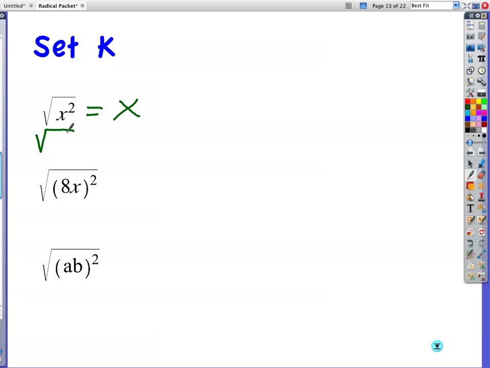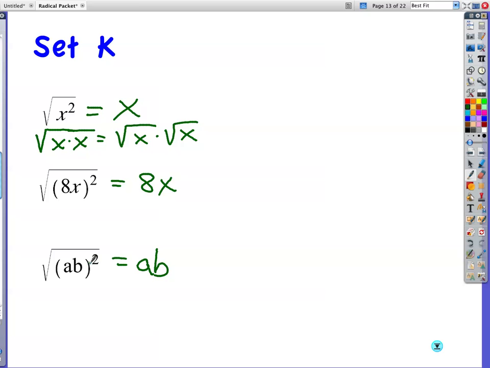Or you can think of it as square root of x times x. And we know that that's square root of, rewrite it like this even. Woo, that's fun. And that's going to give you x. All right, square root of 8x squared, it doesn't matter how you write it, is going to come out to just be 8x. The square root of AB, quantity squared, is just going to be AB. This square undoes this radical.